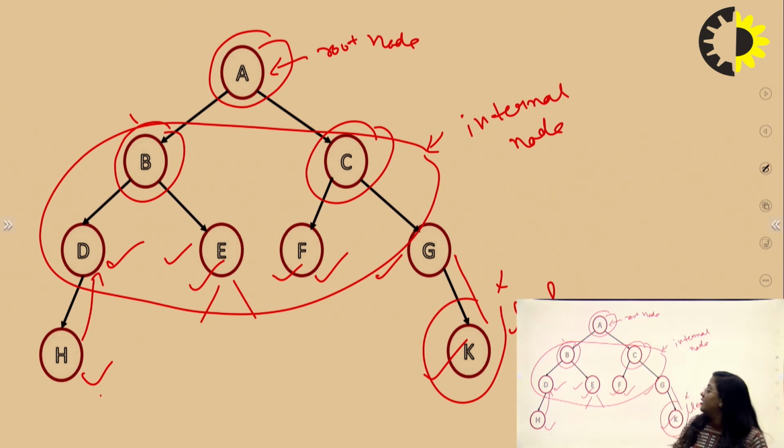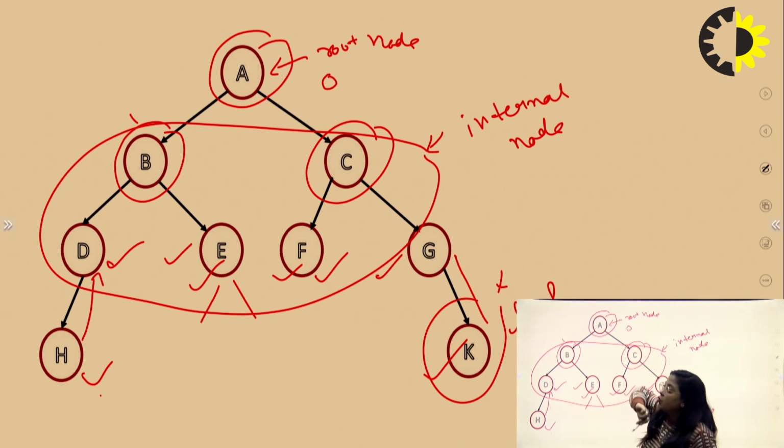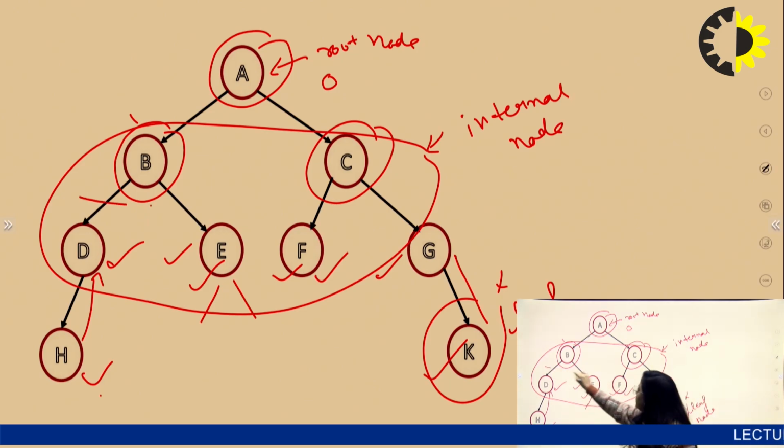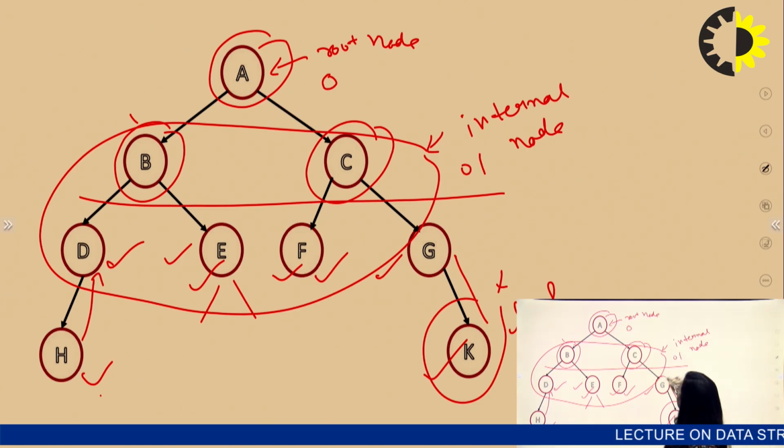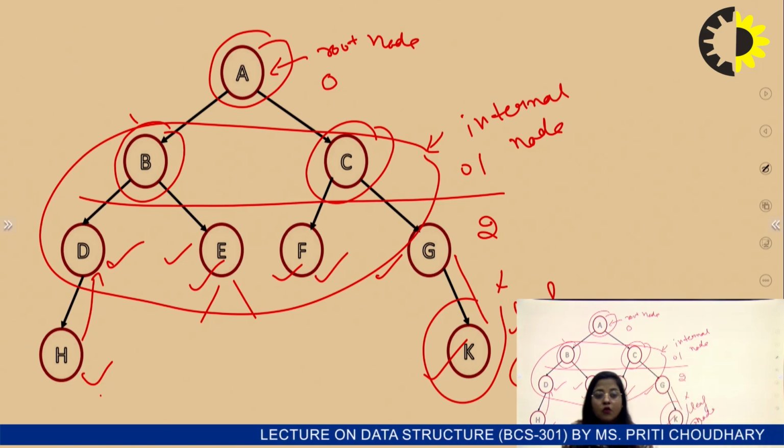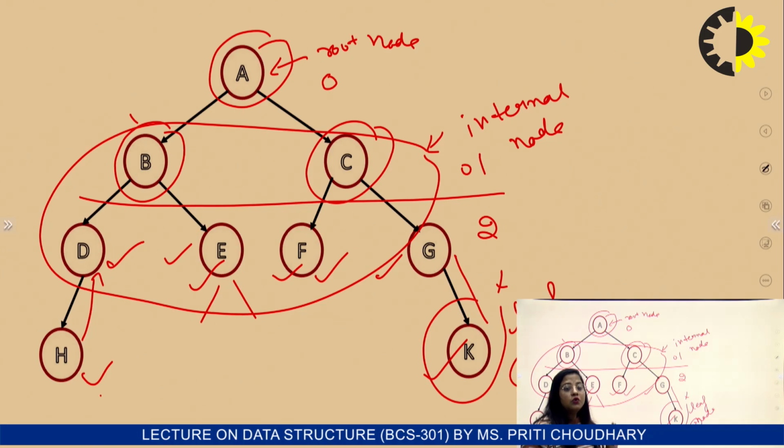Now comes the level. The root node always lies at level 0. The next one is level 1, this one is level 2, and this one is level 3. So how many levels are in this tree? 4 levels: 0, 1, 2, 3.